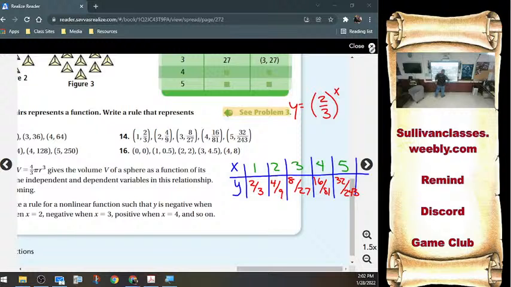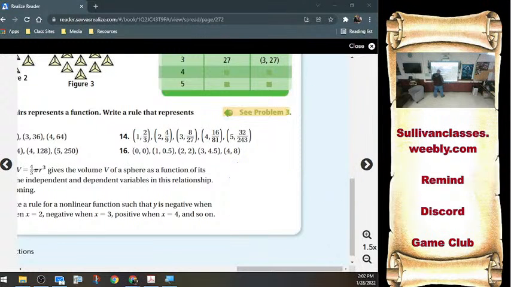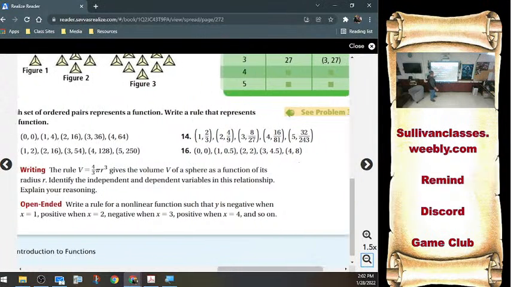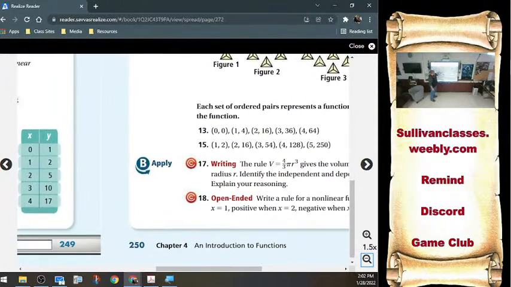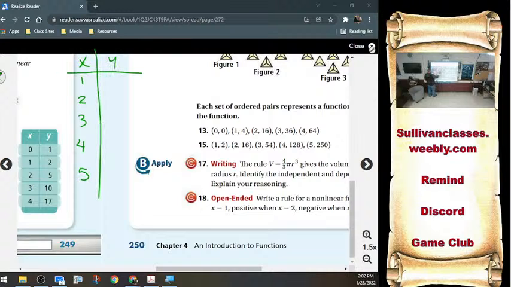What was the other one I heard? 20? 20, 15. Well, 15's right there, so we'll do that. Okay. 1, 2, 3, 4, 5 for x, with 2, 16, 54, 128, 250.